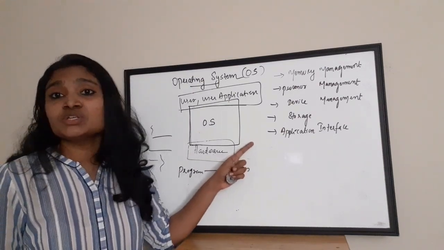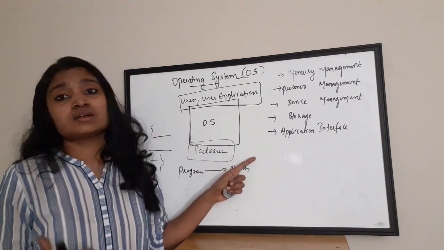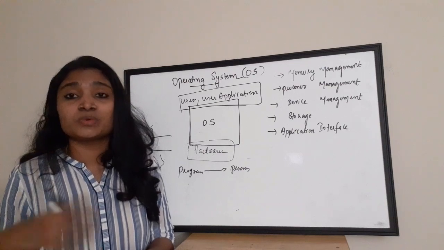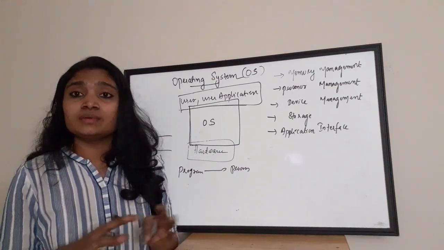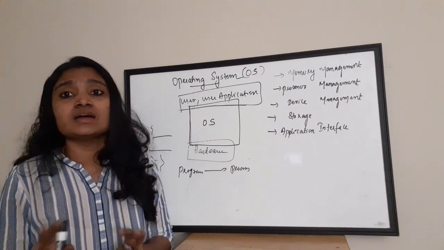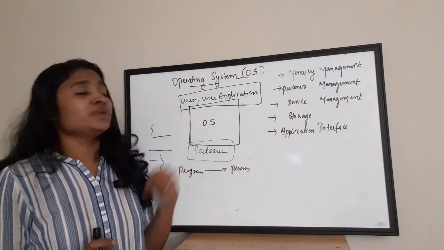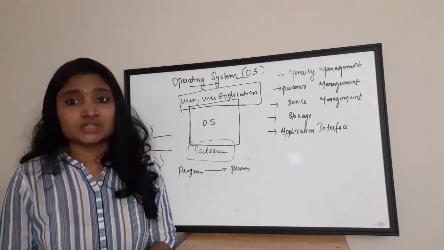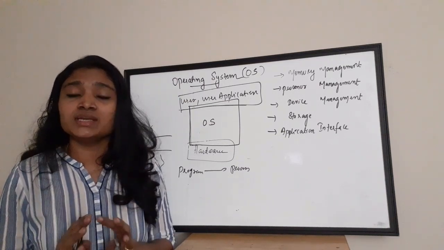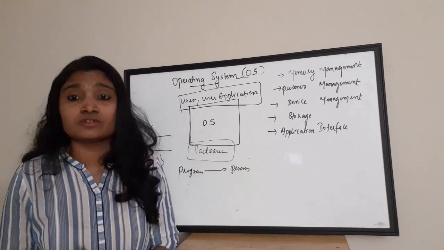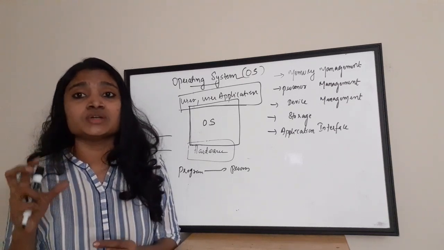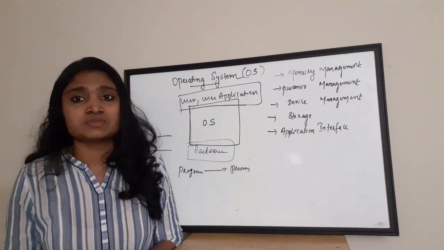Then application interface, which is one of the biggest tasks. We know that all the application software or programs need to be interfaced with the underlying hardware. That is done with the help of an operating system. So these are the main functions done by the operating system. It is acting as the heart or the core of a computer or a system. Okay, so that is a basic introduction to operating systems.